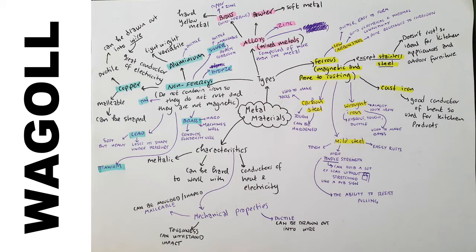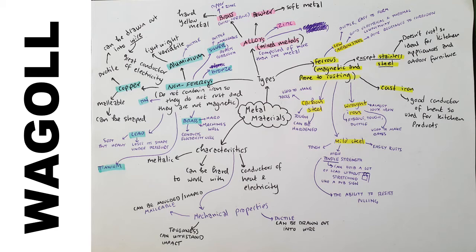I then started to think about the different characteristics of all the metals that I already know exist. And I created a small branch of the characteristics of the different material properties that metals often display. And then I just started to list the different metals that go into those categories. So this is how I started my own mind map.